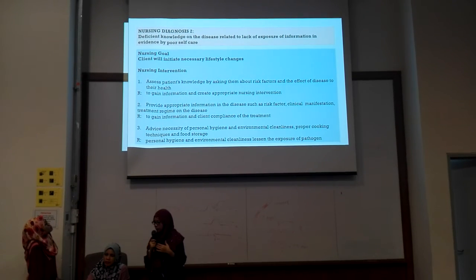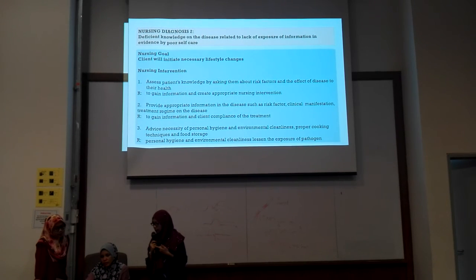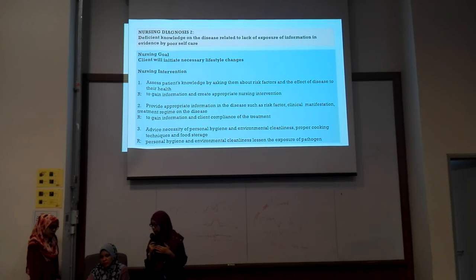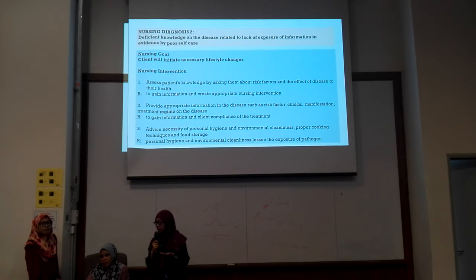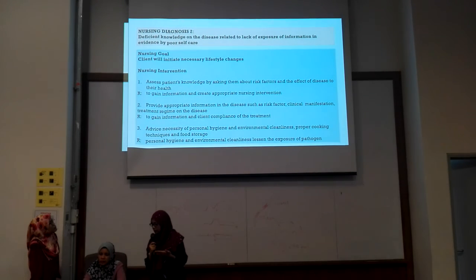Nursing goal, client will initiate necessary lifestyle changes. For nursing intervention, assess patient's knowledge by asking them about risk factors and the effect of the disease on their health, to gain information and create appropriate nursing intervention. Number 2, provide appropriate information on the disease such as risk factors, clinical manifestations, treatment, and regimen. Number 3, advise on necessary personal hygiene and environmental cleanliness, proper cooking techniques, and food storage.